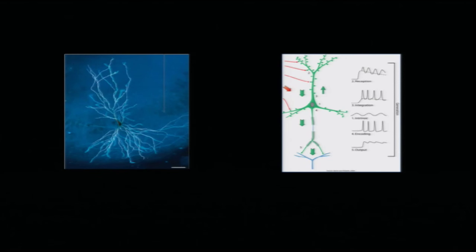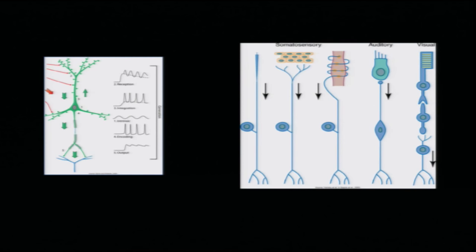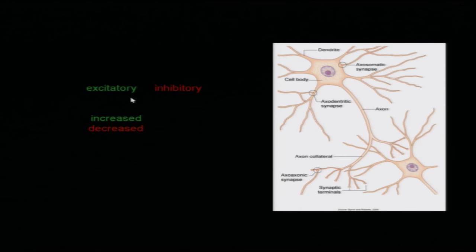Again, just to reiterate what I was telling you. You receive the signal here, which is a reception, then its integration, that is a summation which goes on, and then it passes on, the signal is encoded, there is the output which fires the other neurons. Again, the same somatosensory, visual, and this is how neurons are arranged in different layers. So, excitatory is this, inhibitory is this, increased and decreased.